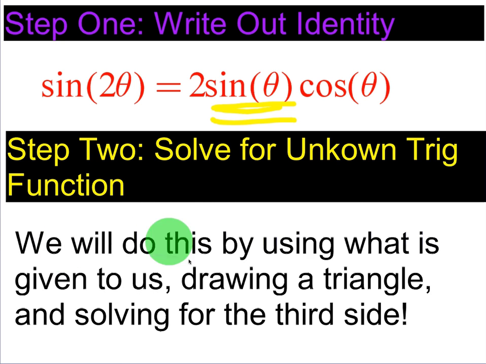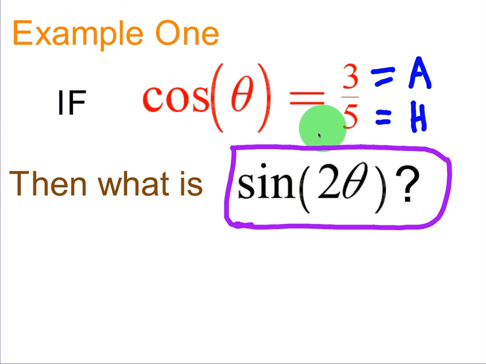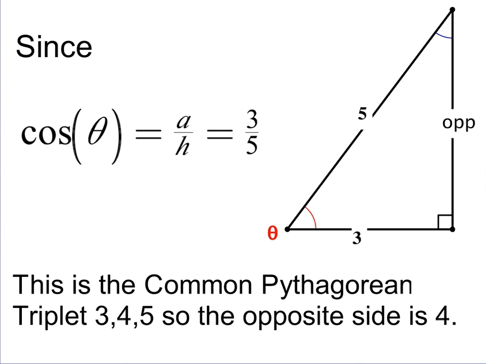It says we will do this by using what is given to us, drawing a triangle and solving for the third side. That's typically what you're going to do with these problems: just draw a triangle, because after all, trigonometry is nothing more than visual triangles, which is why I love it so much. I love trigonometry because it involves analytics, kind of like algebra type questions, and it also involves visuals. Both of those together really help solidify these concepts.